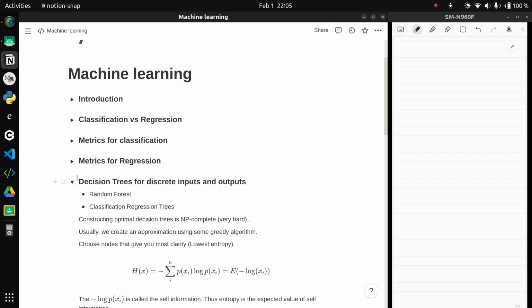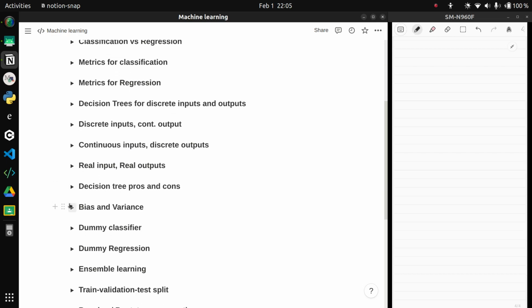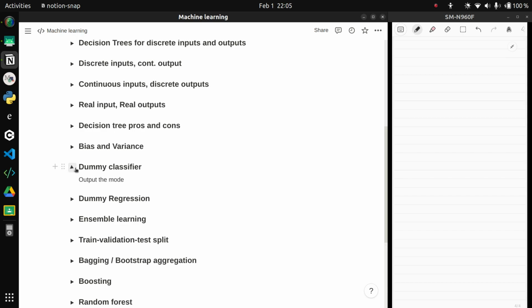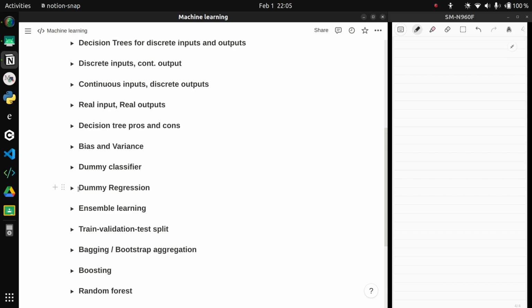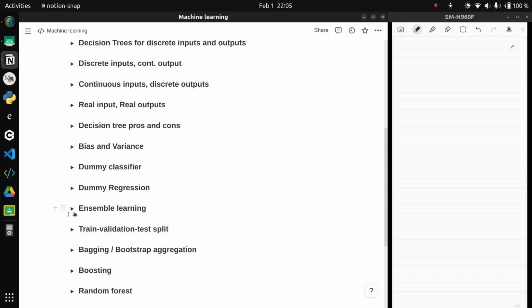We did this. Bias and variance. We did that. Dummy classifier. Yeah, we know what a dummy classifier is. It is something that gives random outputs, or just gives the mean of the data set or something like that, right? So that's a dummy regression thing. So this would give a mode basically, right? So it outputs the mode of the target of the training data set, and this outputs the mean of the target of the training data set.